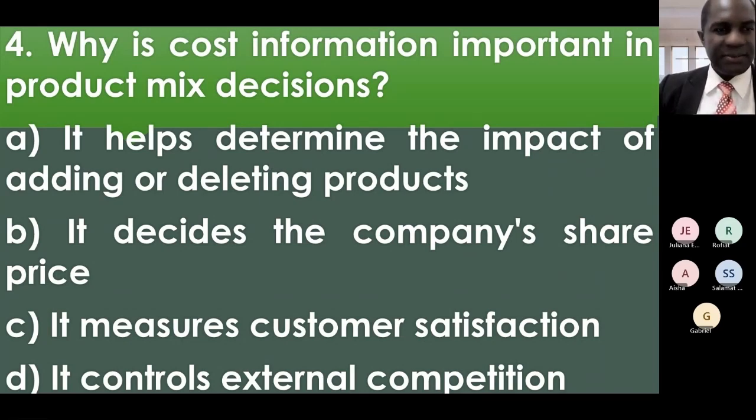Who else is speaking? D is not showing for me. Let me expand my screen. Okay, D is it controls external competition. Why is cost information important in product mix? A. Okay, who is going for A, S or R?